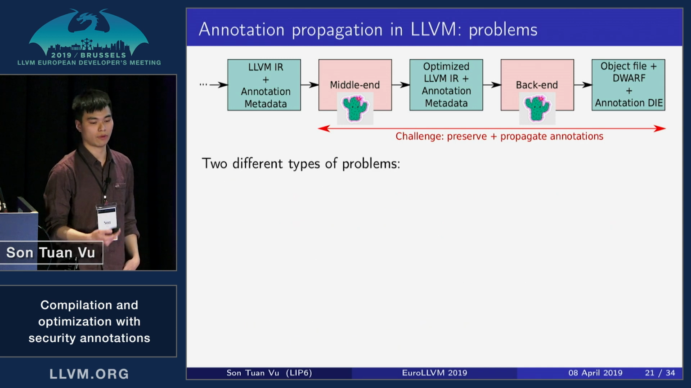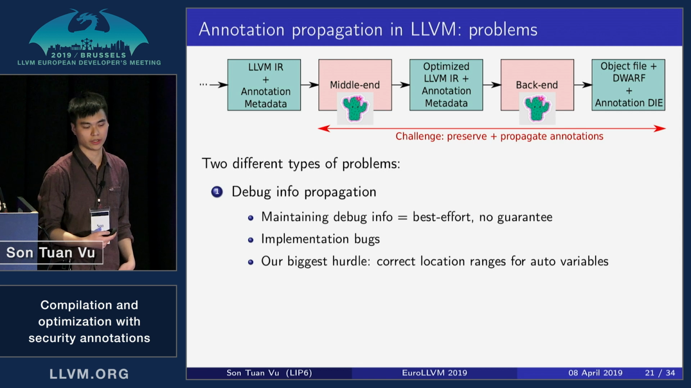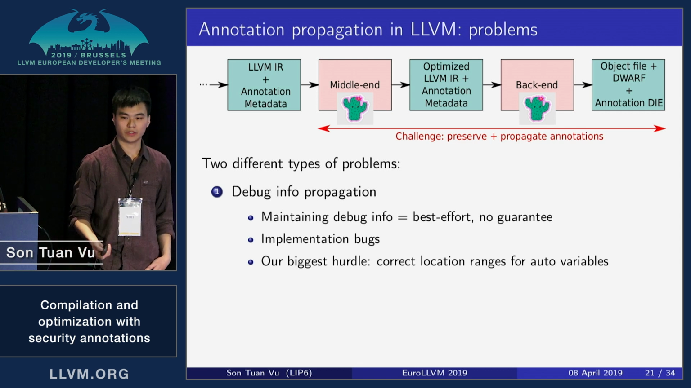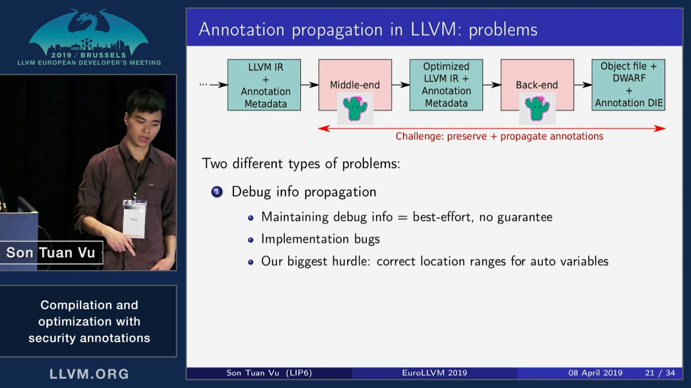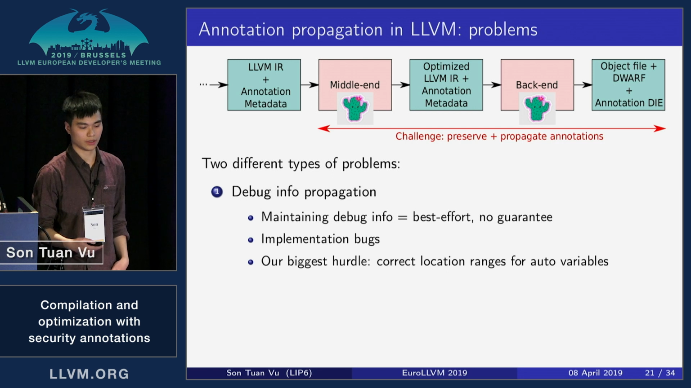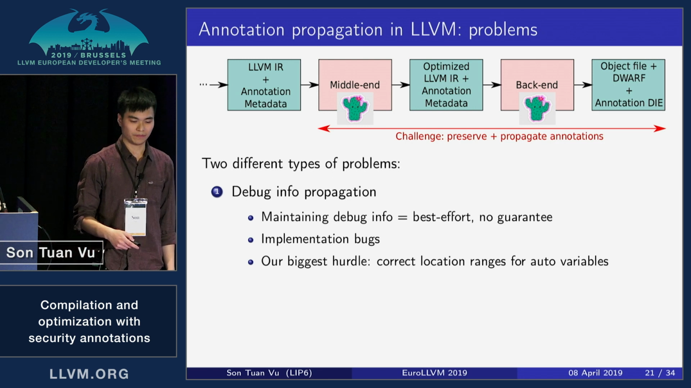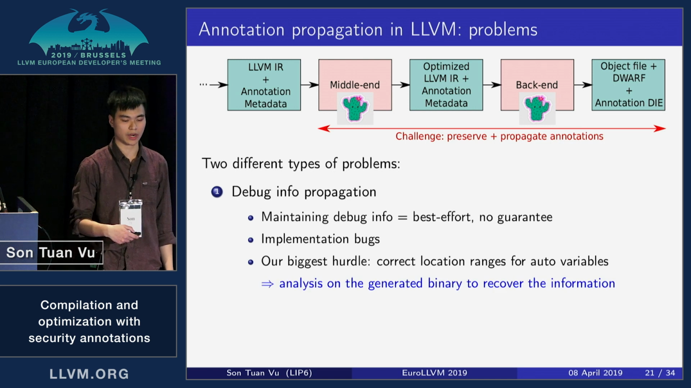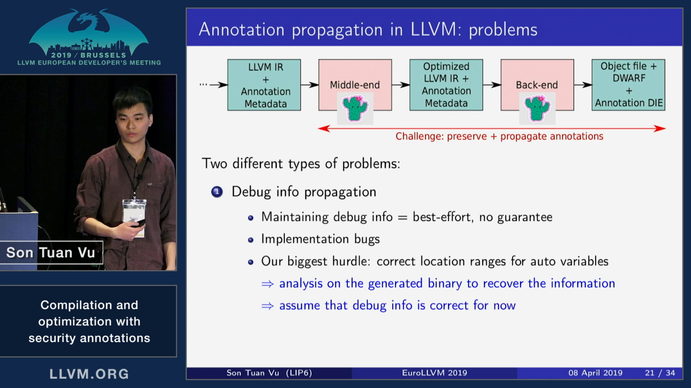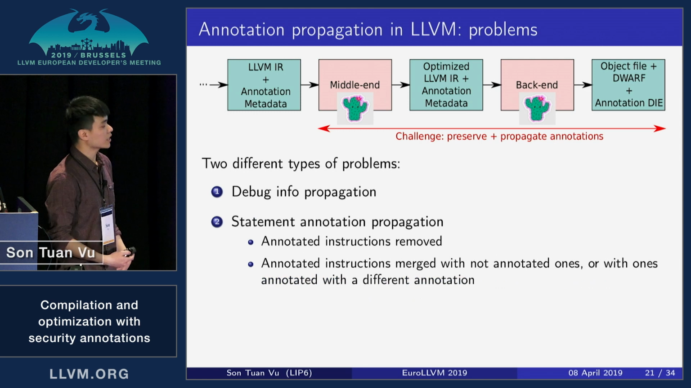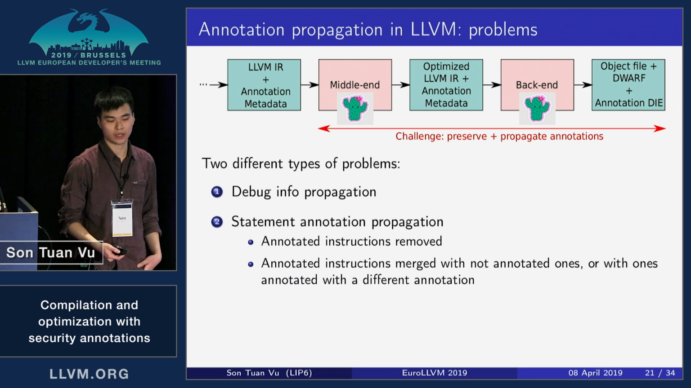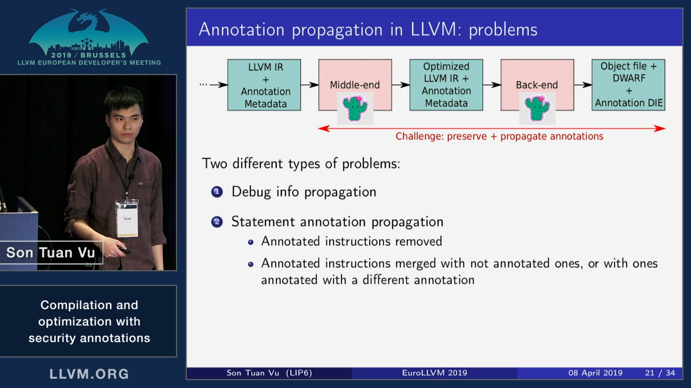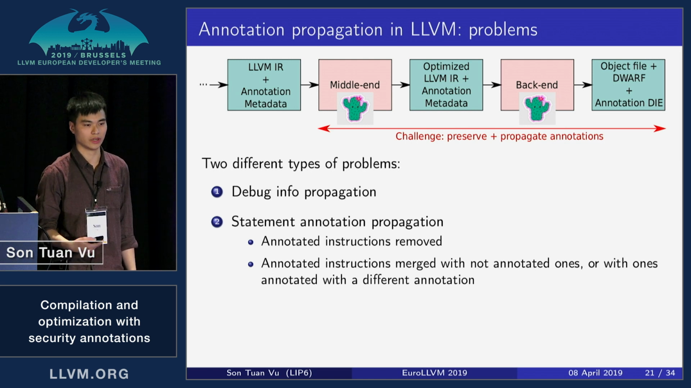So we can see that we have two different types of problems here. The first one is related to debug info propagation, because we all know that maintaining debug info is best effort and there's no real guarantee for it. Plus, we can have implementation bugs. However, our biggest hurdle is to have correct location ranges for auto variables. And even if we can't make it, we can still perform an analysis on the generated binary to recover this information. So for now, we're going to assume that the debug info is correct. And the second type of problem is the statement annotation propagation, because annotated instructions may be removed or merged with non-annotated instructions, or even with instructions annotated with a different annotation.